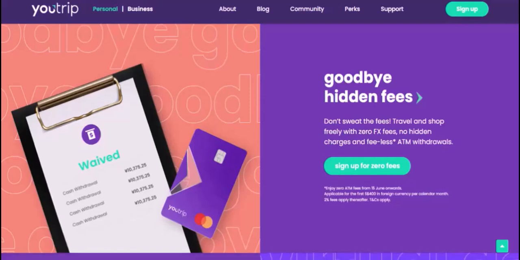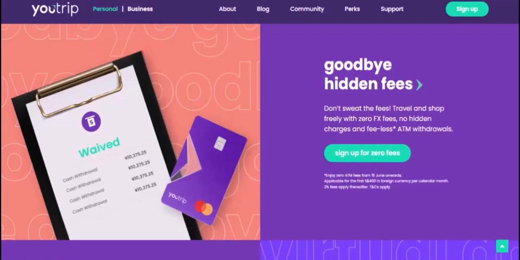Furthermore, YouTrip's user interface and app are tailored for spending and currency conversion. You'll find features like real-time exchange rate tracking, in-app currency conversions, and spending analytics. These features are designed to enhance your travel spending experience, not to facilitate bank transfers.